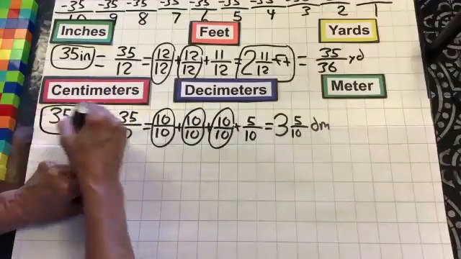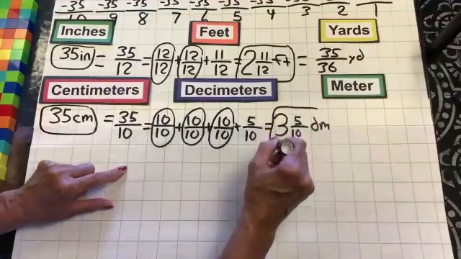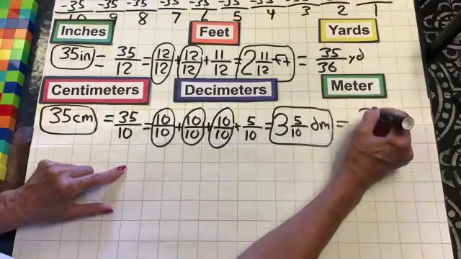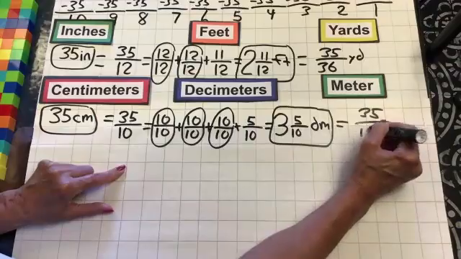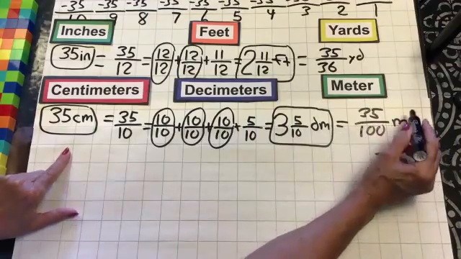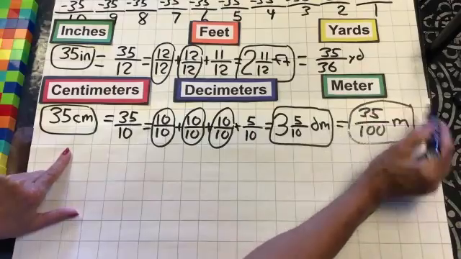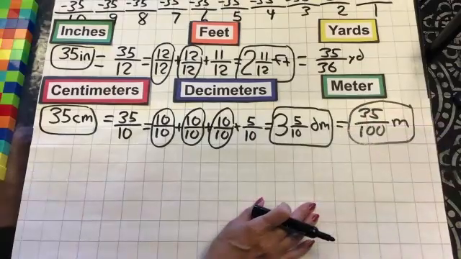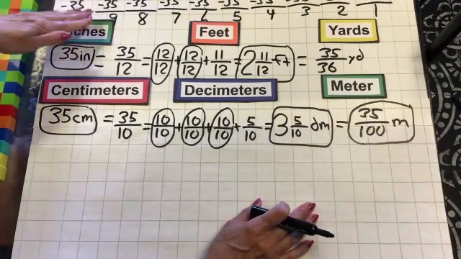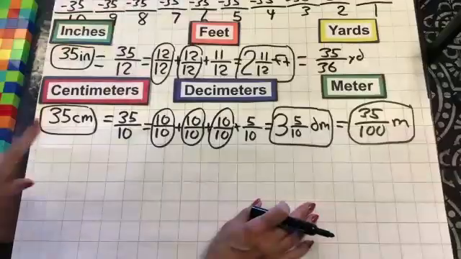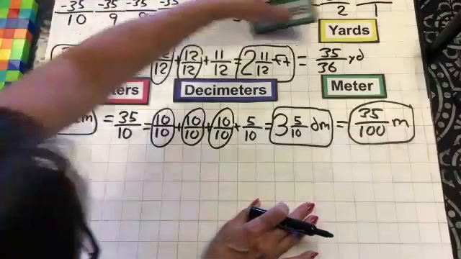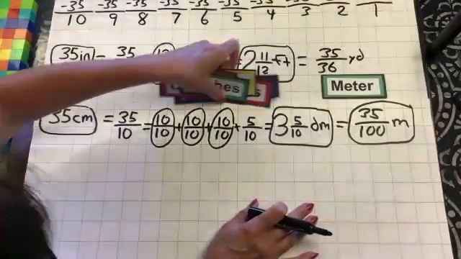So 35 centimeters is the same as 3 and 5 tenths decimeters. And that is the same as 35 hundredths of a meter because it takes 100 centimeters to make a meter. So there we have it, our linear measurement, length. We're measuring length: inches, feet, and yards in standard form, centimeters, decimeters, and meters in metric form. All right, let's move on to our liquid measurement.